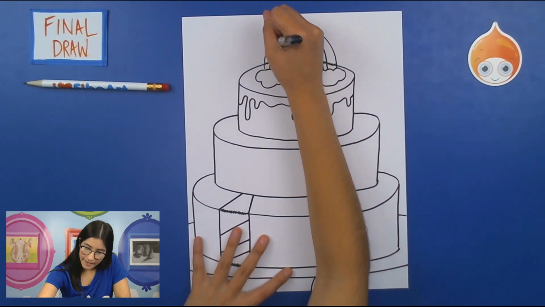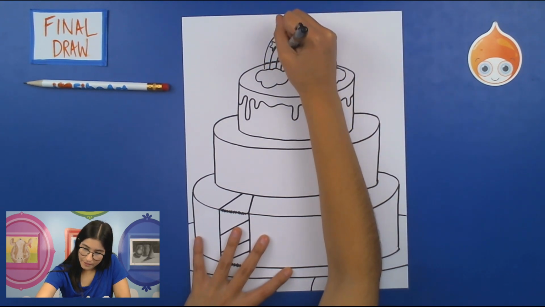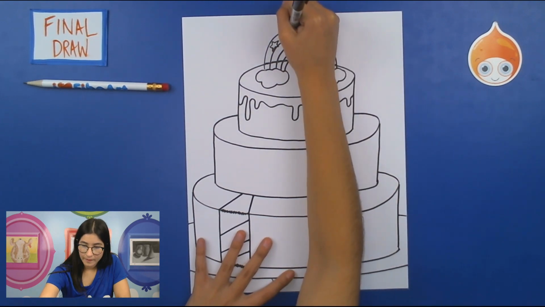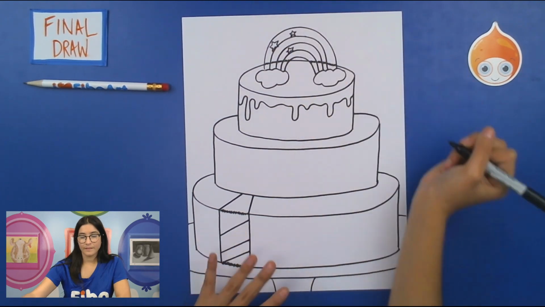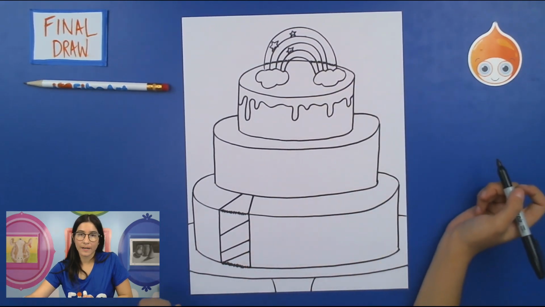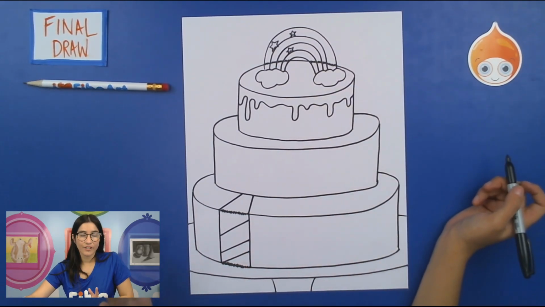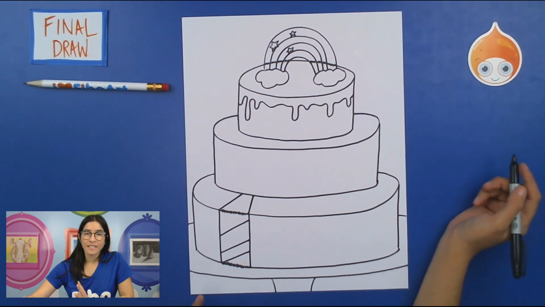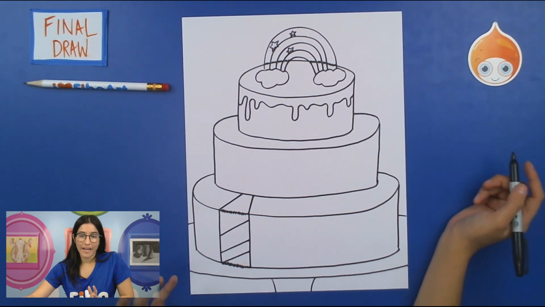Okay, now I might want to add some fun little decorations, maybe some stars on my rainbows. Okay. And now that I have my topper, I'm just going to go ahead and continue decorating with the frosting and the different details that I want on my cake.